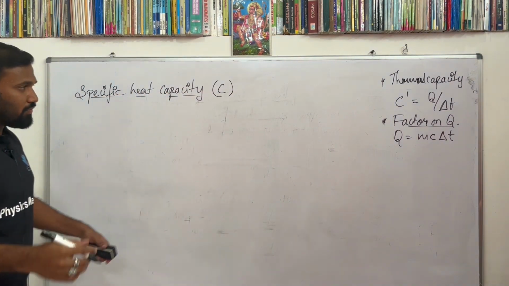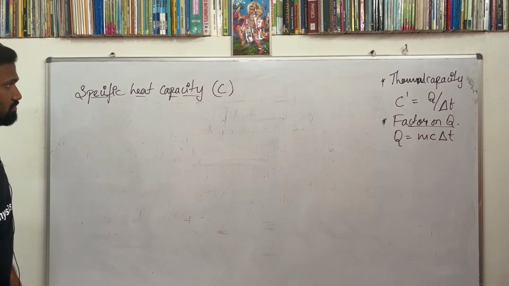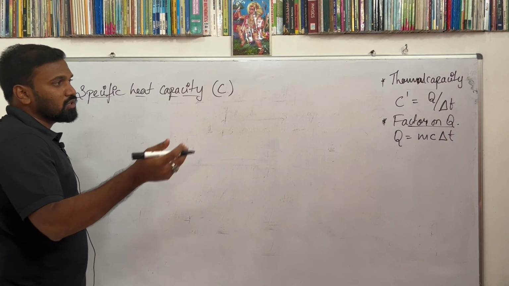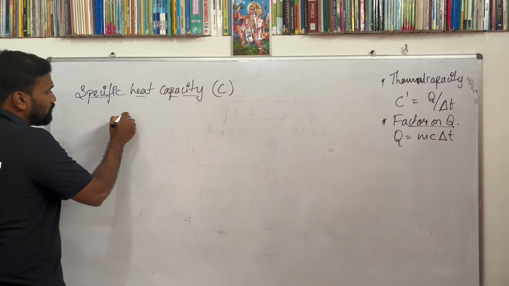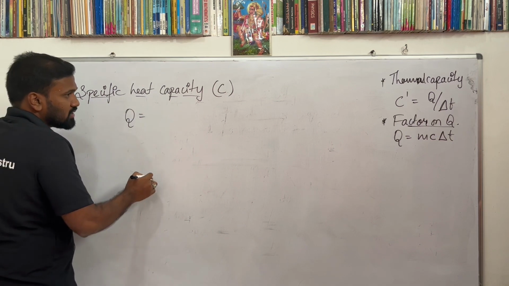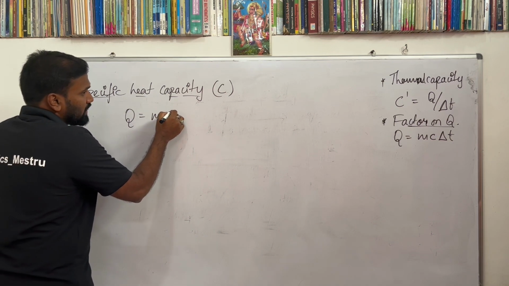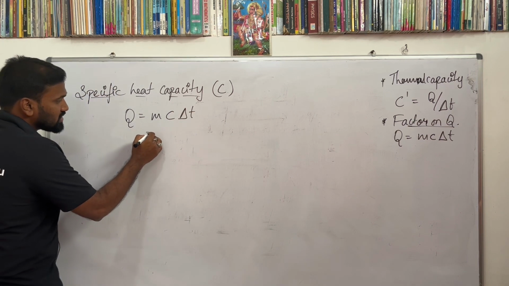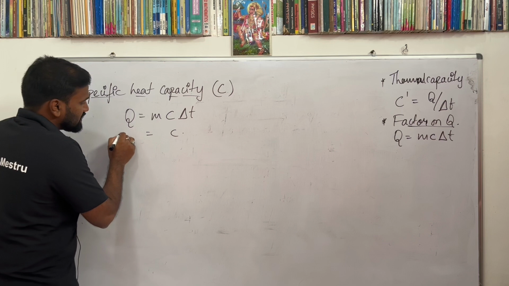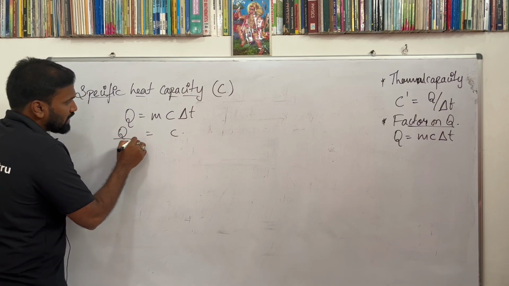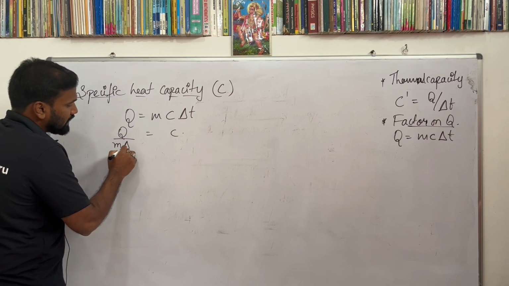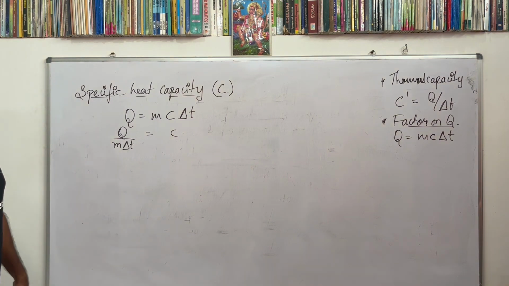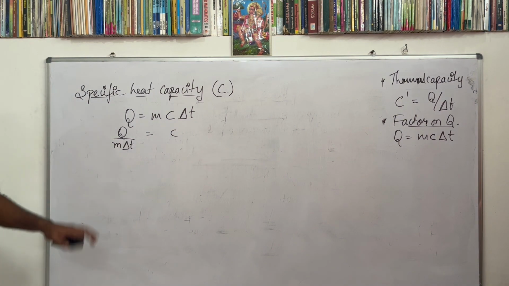From the factors affecting the heat absorption to raise the temperature, we came to know that the amount of heat energy will be equal to M into C into delta T. So here we got this specific heat capacity, C, and we can write it as Q divided by M into delta T. Like this we can write.